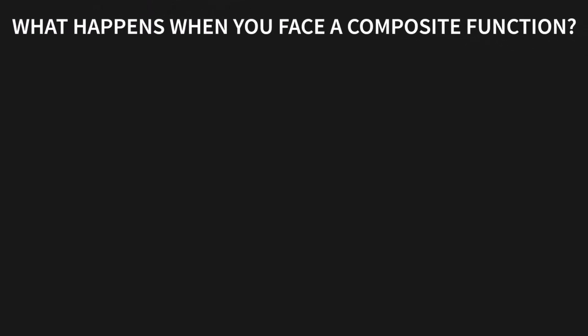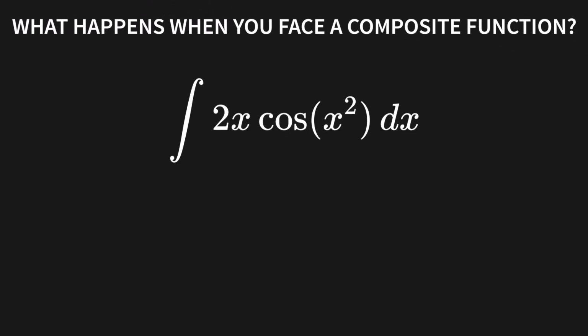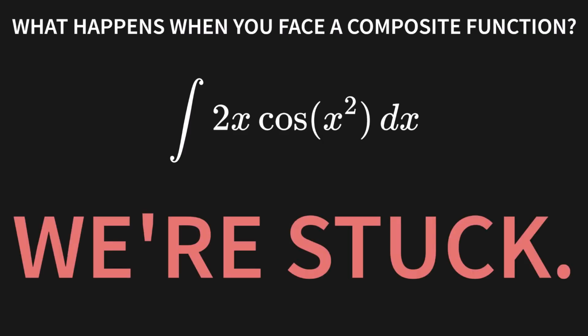The basic rules are powerful, but they all share a fatal weakness. They only work on simple functions. What happens when you face a composite function? For example, the integral of 2x times cosine of x squared, dx. None of our rules work here. We're stuck. This is where you learn the master technique.